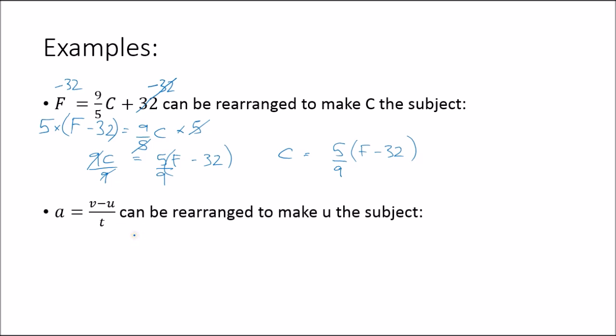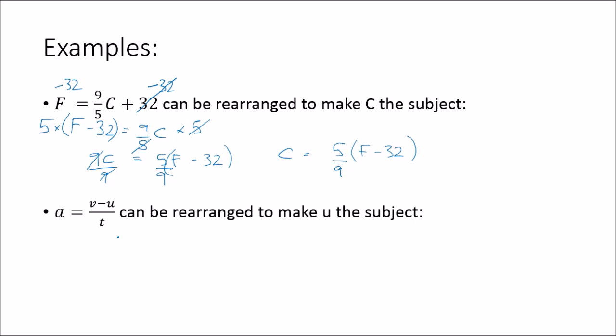If you go into subjects like physics, chemistry, any of the sciences really, you'll use a lot of formulae in different ways. So here's a formula that describes acceleration. The acceleration of an object is its final velocity minus its initial velocity over the time taken. Now, if we want to rearrange this equation to make the initial velocity the subject, which is a pretty common thing to do, again, we just follow the same steps.